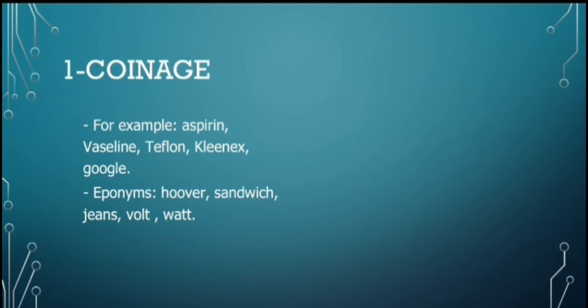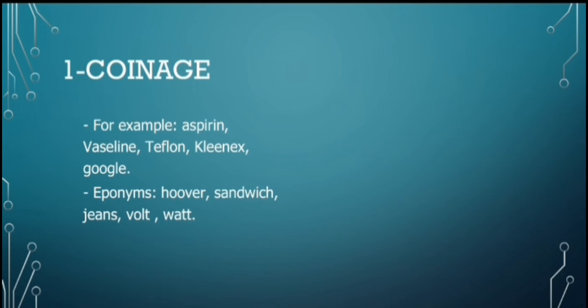Also, there are eponyms, which are new words based on the name of a place or a person, such as Hoover, which is the name of the first businessman who sold the vacuum cleaner, and sandwich, which is from the 18th century Earl of Sandwich, who first insisted on having his bread and meat together while gambling. Also jeans, which is from the Italian city of Genoa, where the type of cloth was first made. We've also got some eponyms based on the names of those who discovered or invented things, such as volt from the Italian Alessandro Volta and watt from the Scottish inventor James Watt. So this is coinage.